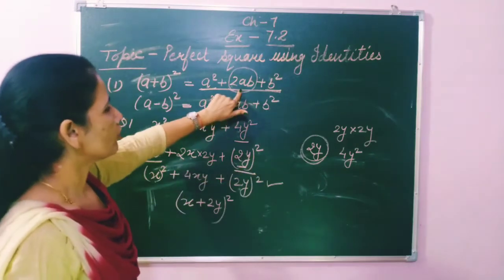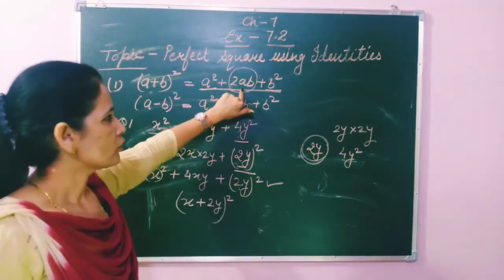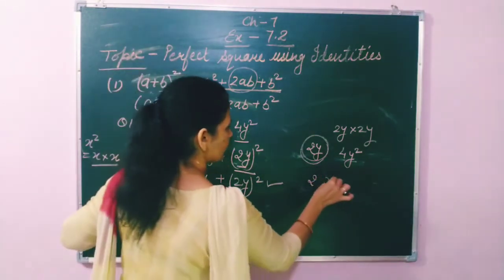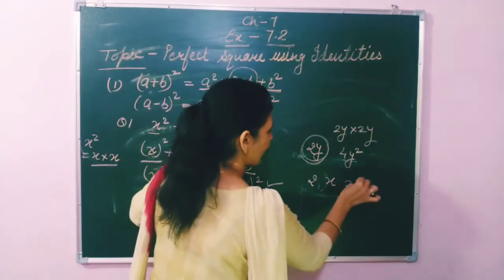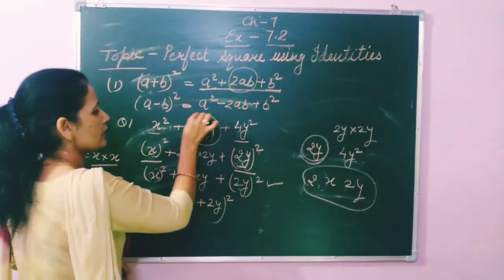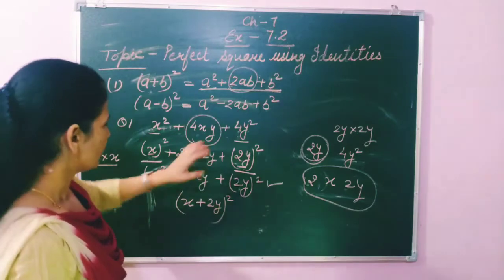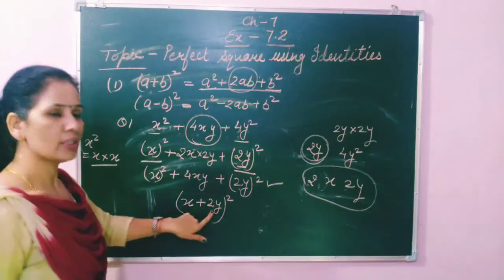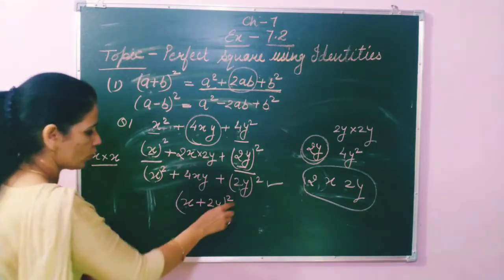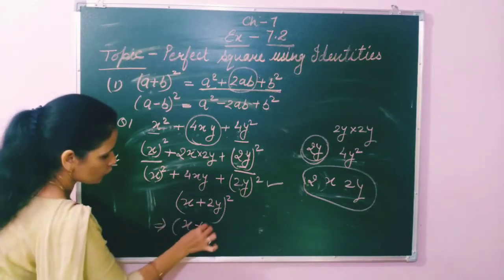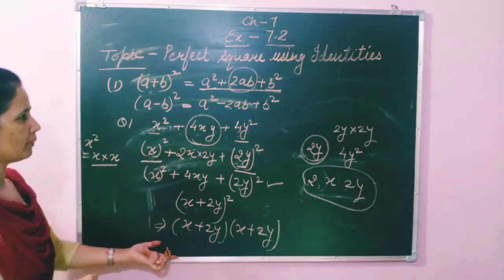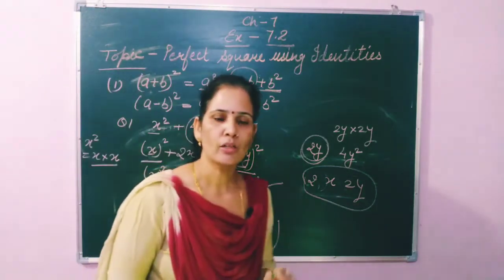According to the formula, the middle term should be 2ab. So we will write 2, which is given in the formula, a is our x and b is our 2y. When we multiply these terms together, 2 times 2 is 4, 4xy, which fully satisfies the middle term. So this is the expanded form of (a plus b) whole square, where the a value is x and the b value is 2y. So we can write x plus 2y multiplied by x plus 2y. Now we have made the factor by using the first identity (a plus b) whole square.